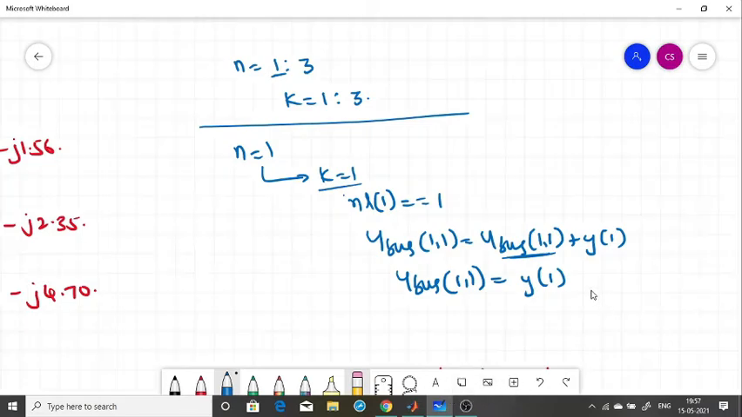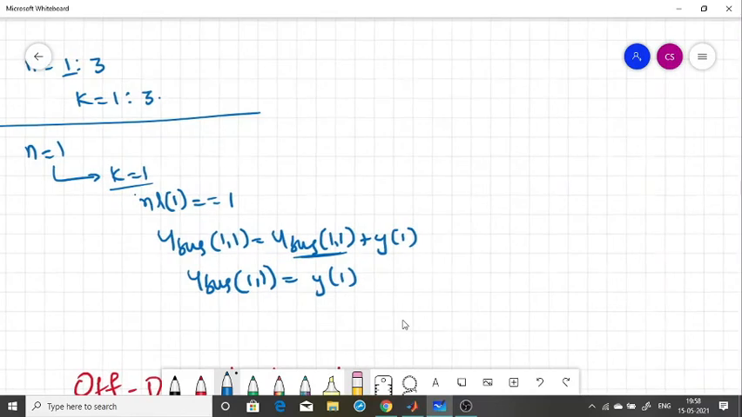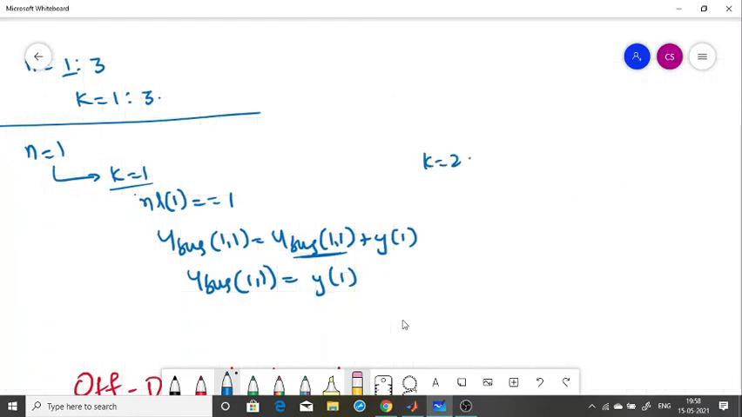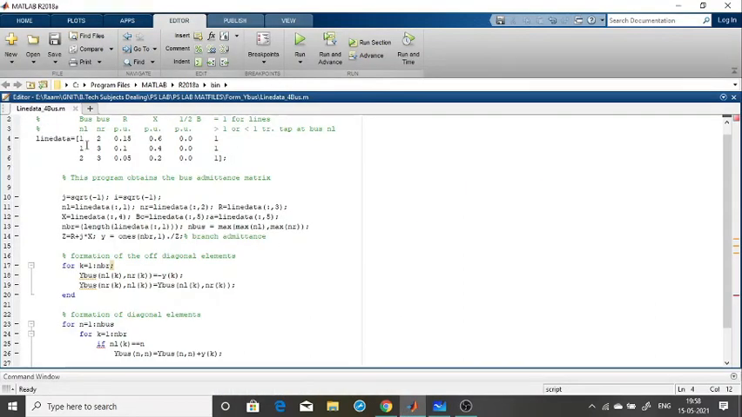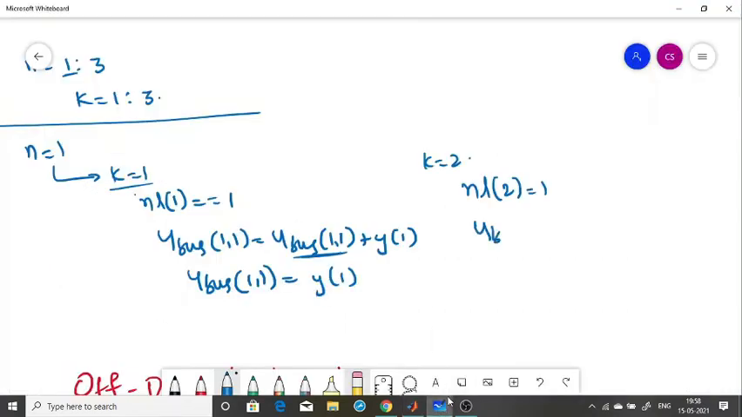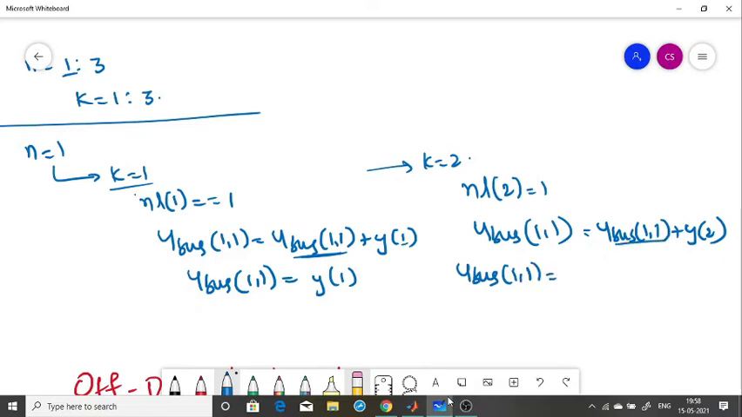Now it will calculate for k is equal to 2. In case of k is equal to 2, it will verify whether NL of 2 is equal to 1 or not. Is NL of 2 1? Yes, it is 1. So again it is going to calculate y bus of n comma n, which is 1 comma 1. This n is not changing, only the k is changing first. Then y bus of 1 comma 1 plus y of 2, because k is equal to 2. So y bus of 1 comma 1 is equal to y bus of 1 comma 1, which we already have here, that is y of 1 plus y of 2.